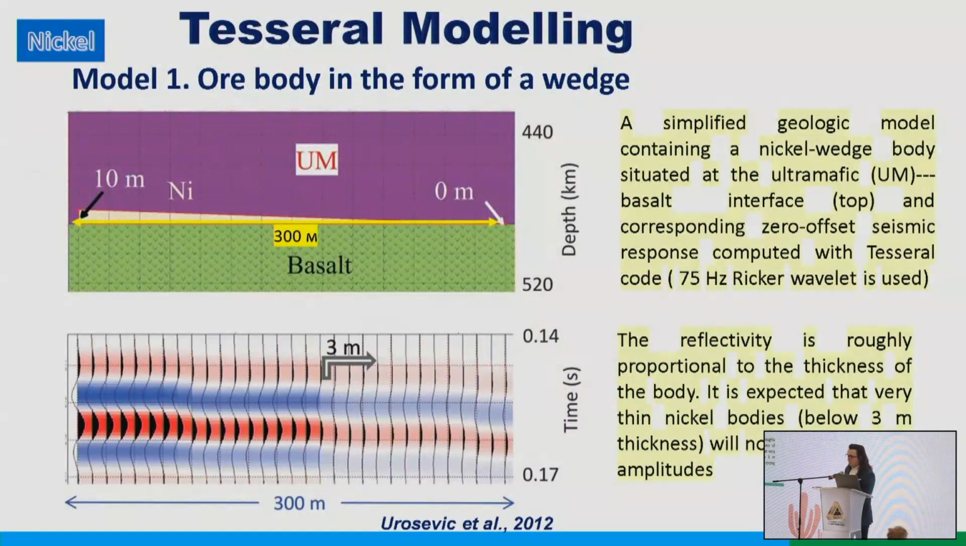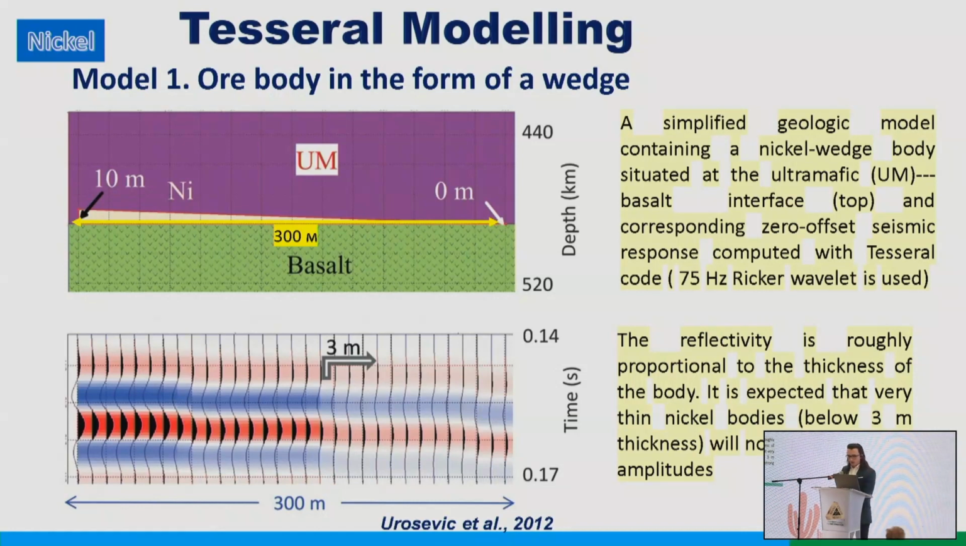A simplified geological model containing a nickel wedge body situated at the top of the ultramafic basalt interface and corresponding zero offset seismic response computed with Tesseral. The nickel wedge is beyond the resolution limit for seismic surveys. Hence, the reflectivity is roughly proportional to the thickness of the body.